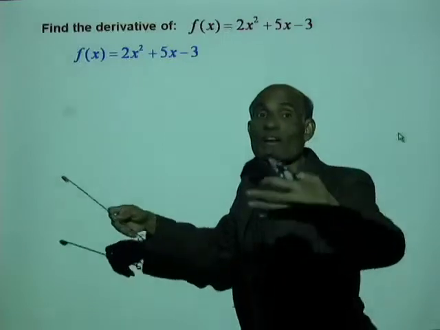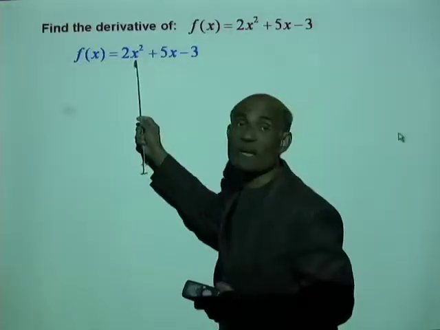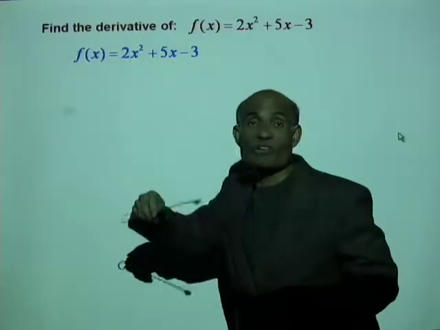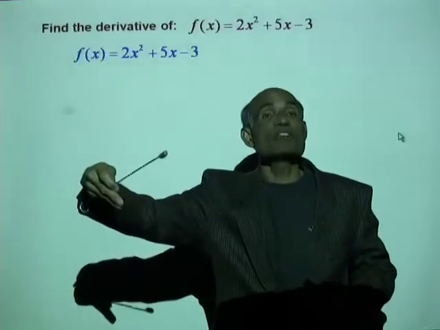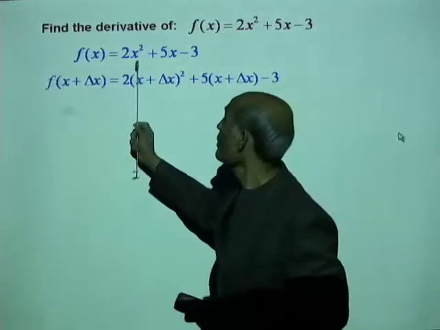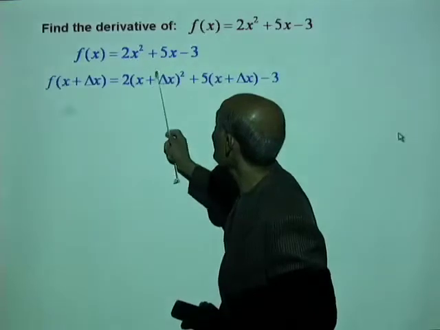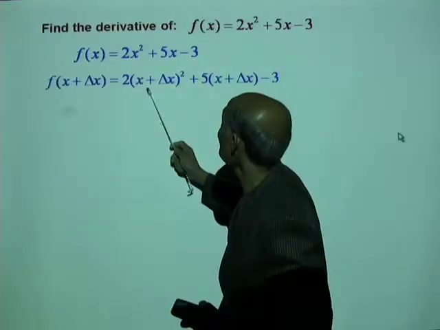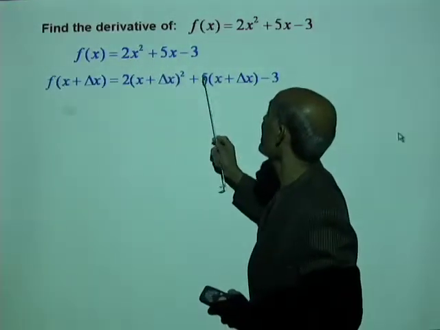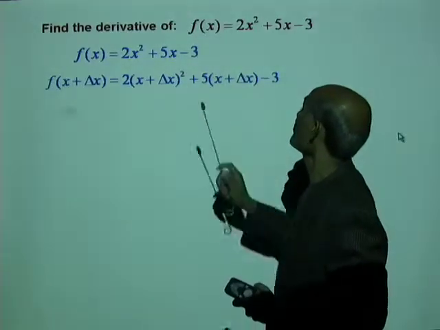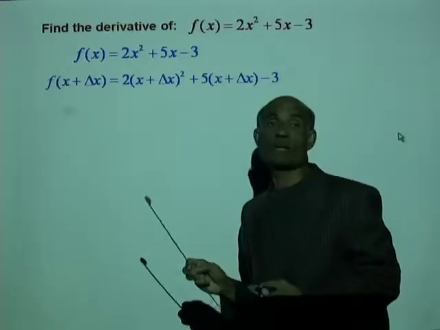Find f of x plus delta x. Replace your x by x plus delta x. That means the input is now greater. So replace your x by x plus delta x. That will be 2 times x plus delta x all squared plus 5 times x plus delta x minus 3.